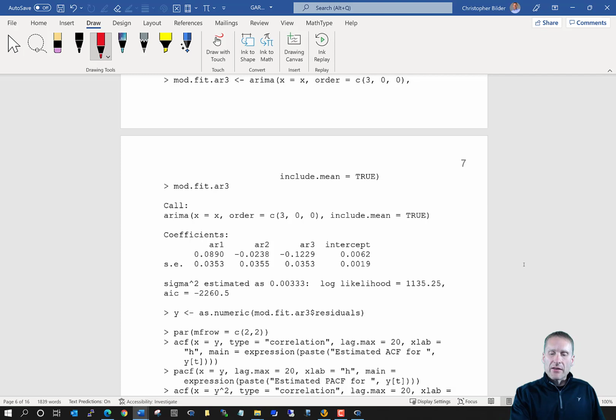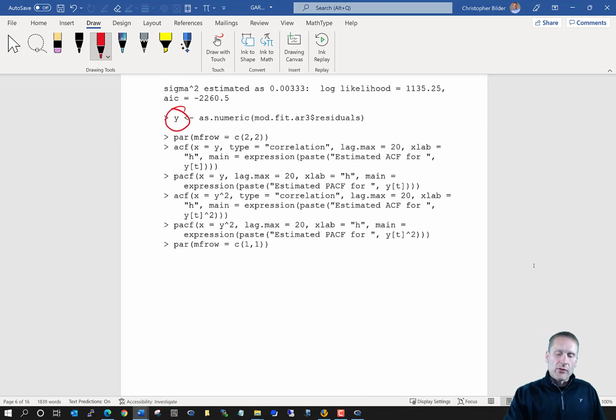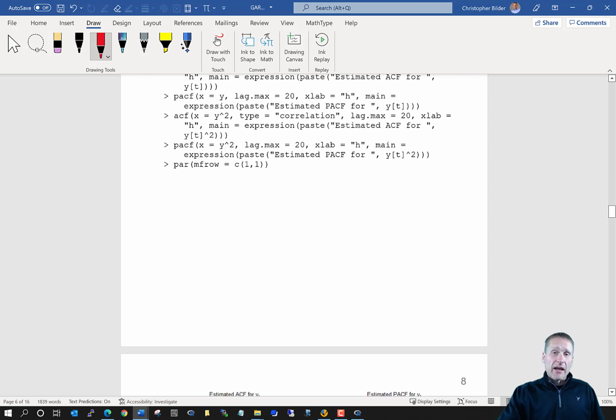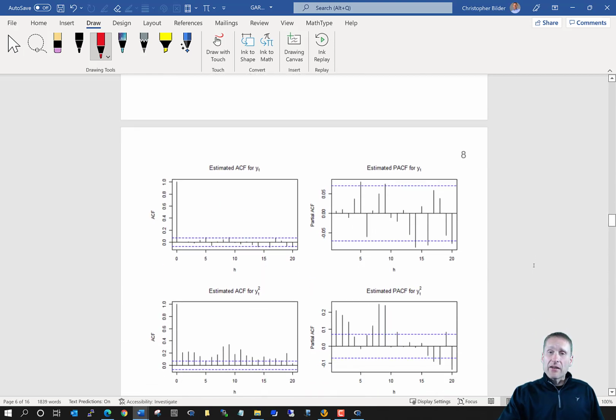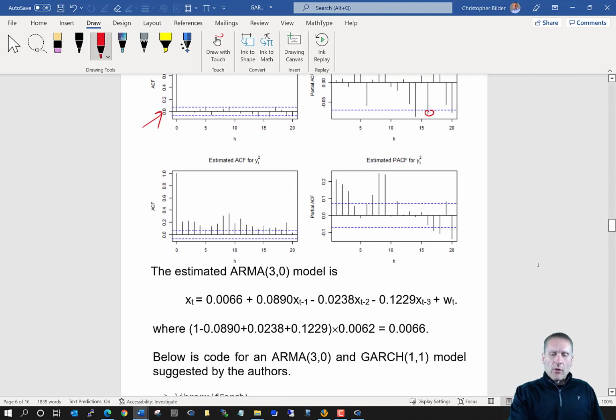So let's go ahead and estimate the model. I estimate it like usual using the ARIMA function. Here are my corresponding parameter estimates. I put the residuals into y, and then I look at the ACF and PACF plots for y and y squared. Notice the ACF plot looks pretty good. The PACF plot looks better than what it did before, which is x itself, but we do have some borderline, maybe significant values there. What about for y t squared? Well, we have some significant values, suggesting that maybe we should take a look at a GARCH model.